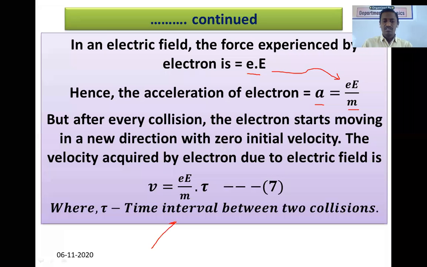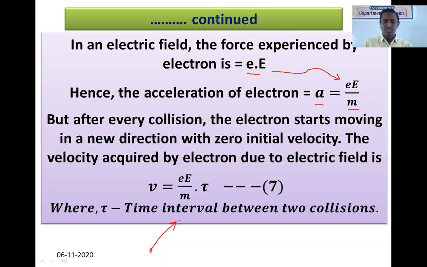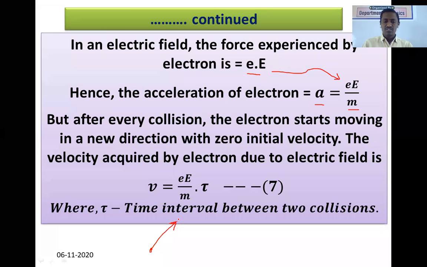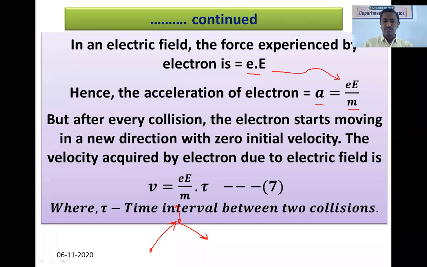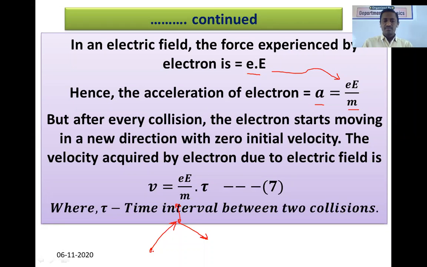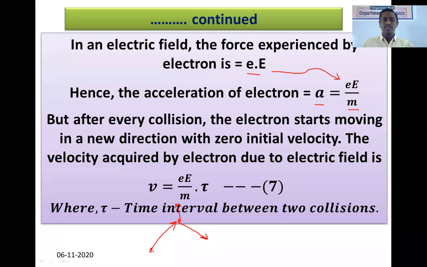I will draw here some kind of motion. So suppose an electron initially starts from this position and it is moving in this direction. The direction of the arrow indicates the direction of motion of the electron. And suppose at this position there is another electron, so it may collide with the other electron, therefore after collision it changes its direction. Okay, and the second electron may move in another direction. So after every collision, the electron starts moving in a new direction with zero initial velocity.